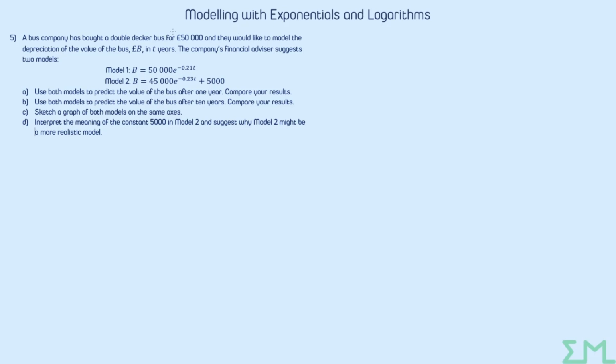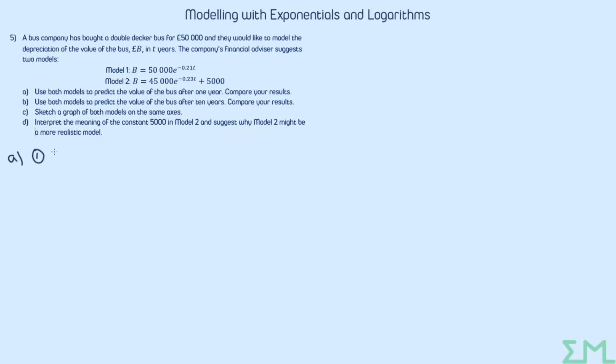Okay, last question. So a bus company has bought a double-decker bus for £50,000. They would like to model the depreciation of the bus in 10 years. The company's financial advisor has suggested 2 possible models. Okay, part A. Use both models to predict the value of the bus after 1 year.